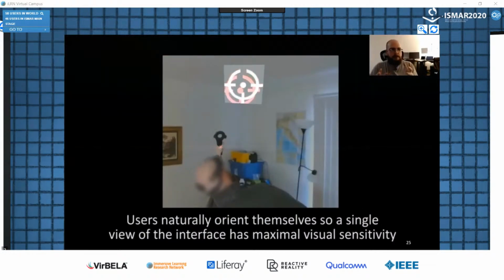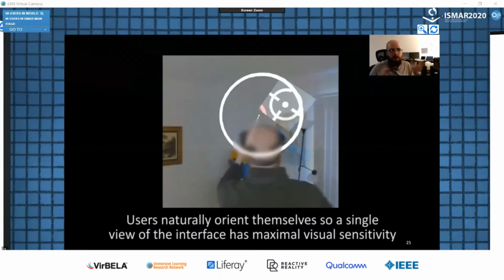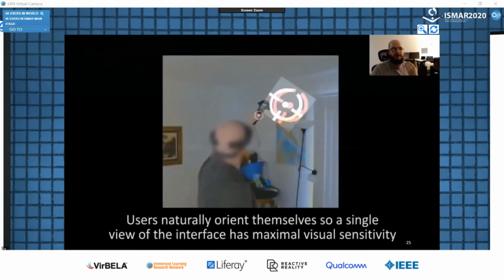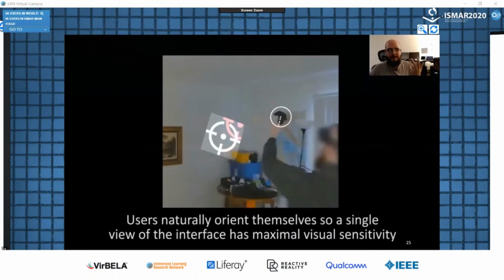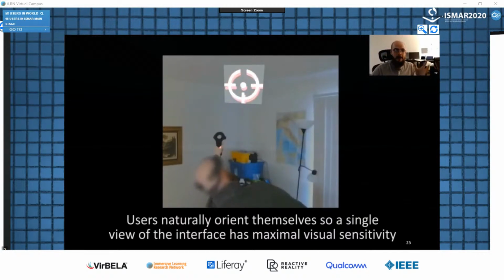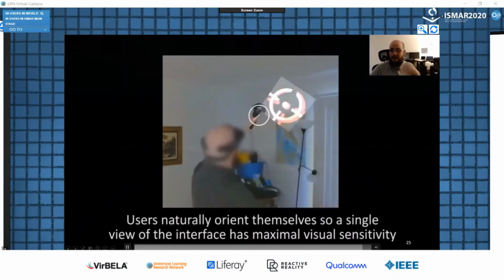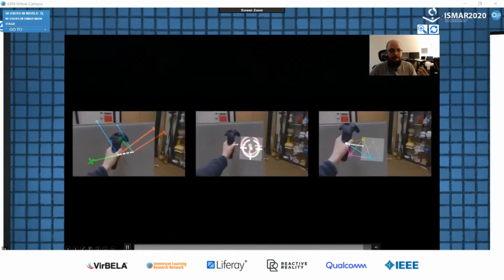And then, perhaps most importantly, we find that the users will inherently position themselves so that visual sensitivity is maximized during the alignment process. So that means the interface designers should try to adjust the visualizations so that all the visual elements can be viewed from a comfortable and ergonomic body pose.